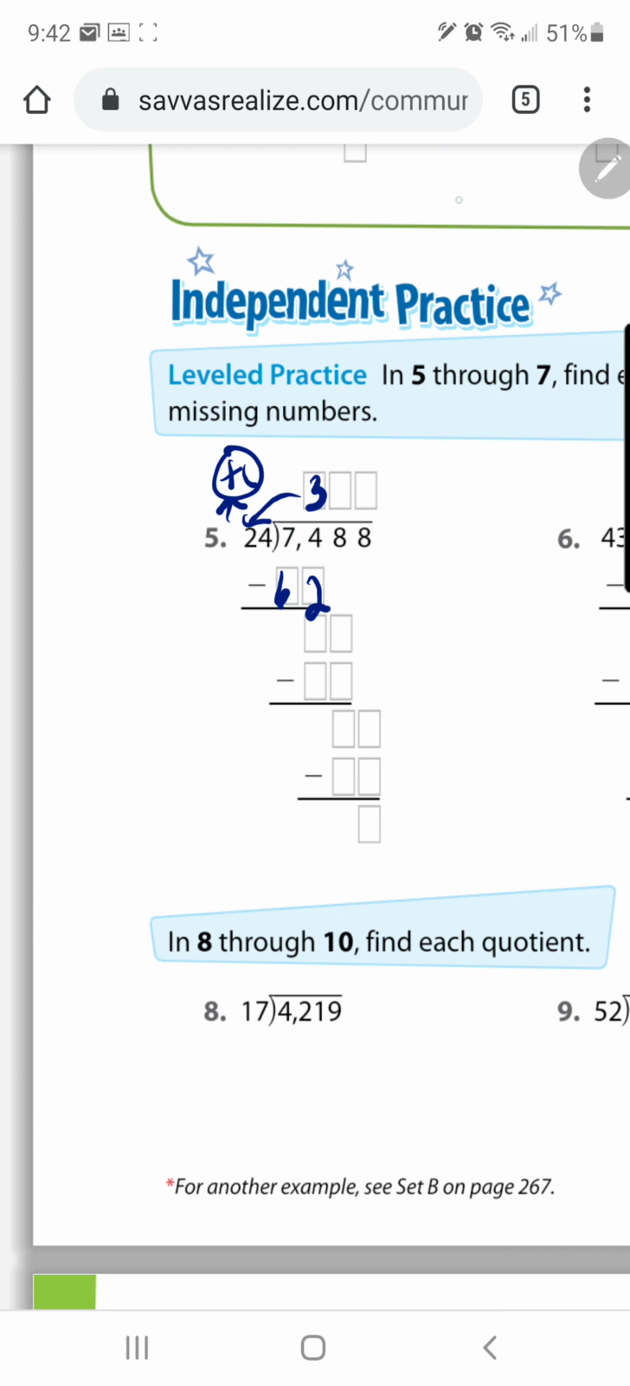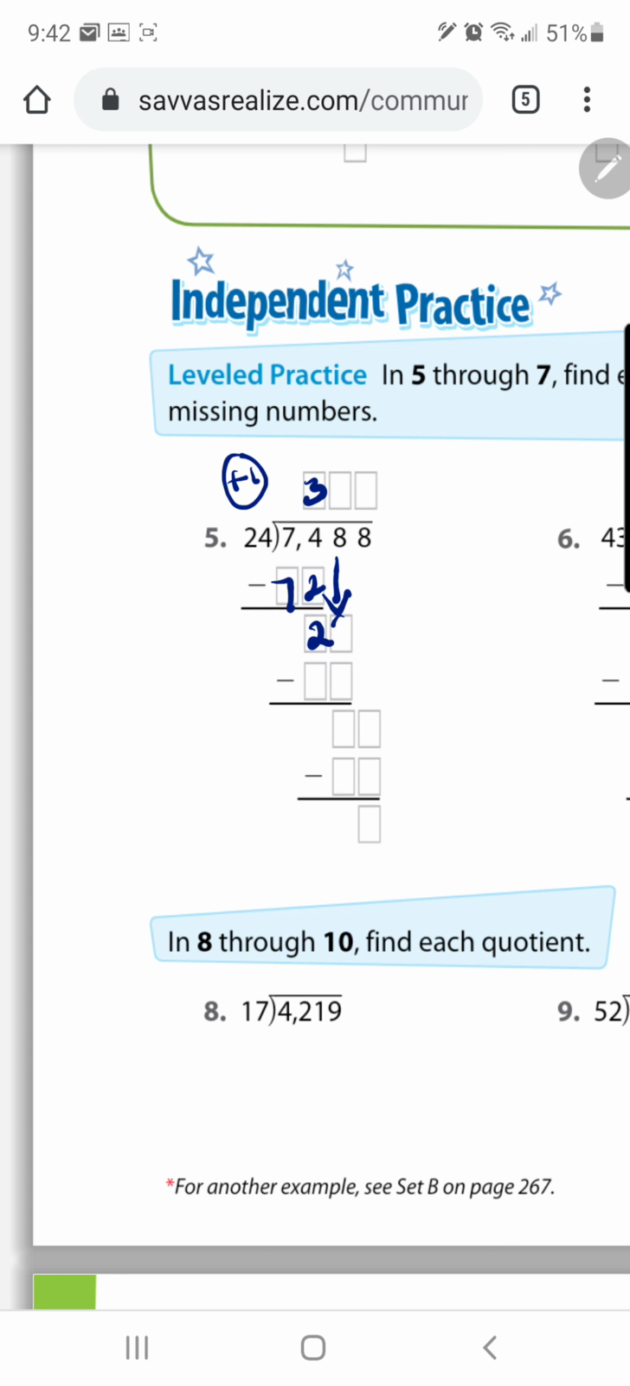Oops, I messed up on that one. Let me go ahead and do that again. Again, we said 3 groups. 3 times 4 is 12. Carry the 1. And 3 times 2 is 6 plus 1 more is 7. Find the difference. 4 minus 2 equals 2. 7 minus 7 is 0, so you don't have to write it down.